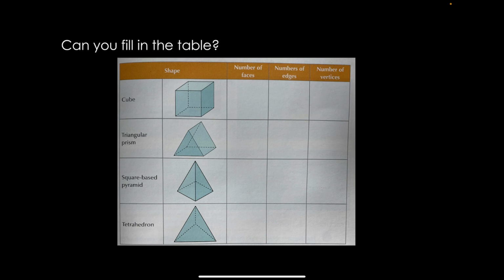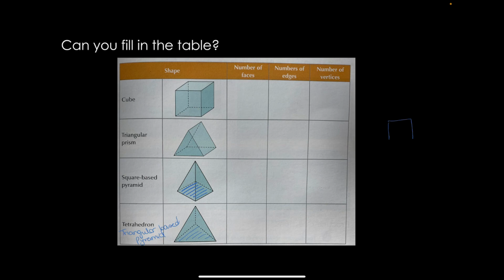Okay, so can you fill in this table? Now you've got a cube, a triangular prism, a square-based pyramid, and a tetrahedron, which is basically just a triangular-based pyramid. Okay, if I write that down there: triangular-based pyramid. If you just look at the difference, square-based is square, triangular is triangular.